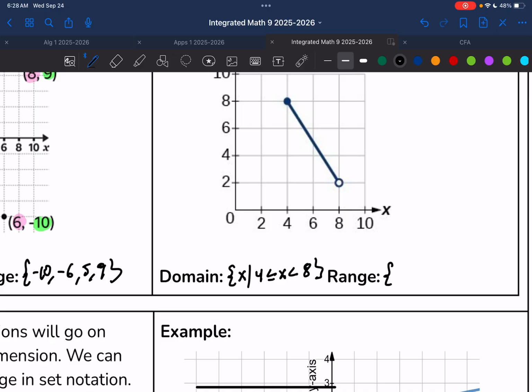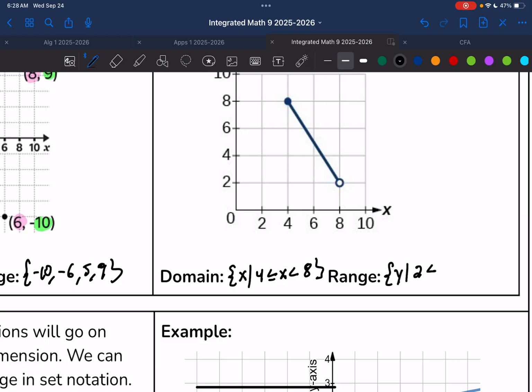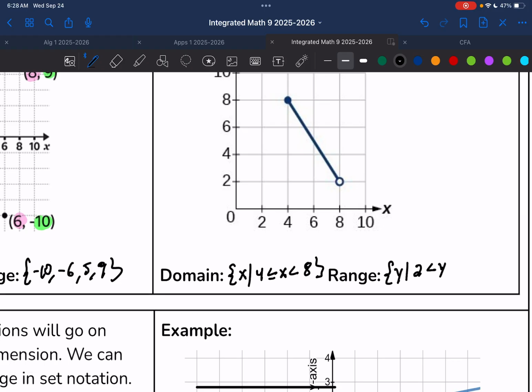For the range, we're going to do a similar concept, but now we're doing all values y, because the range is outputs. And now we're going to go 2 is less than y is less than or equal to 8.